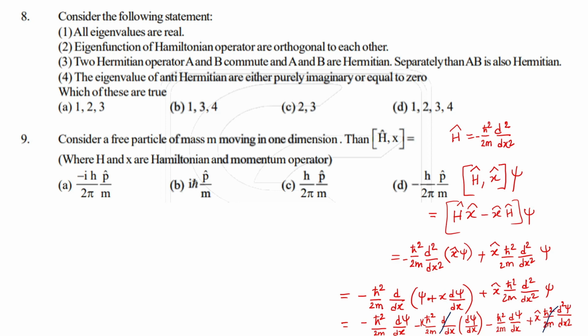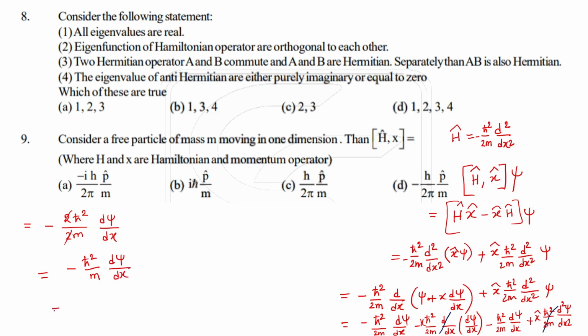X ħ²/2m d²ψ/dx². So we are left with, I'll write it here, minus 2 ħ²/2m dψ/dx. Both are having minus sign. ħ²/2m dψ/dx, which is 2 again. So minus ħ²/m dψ/dx.